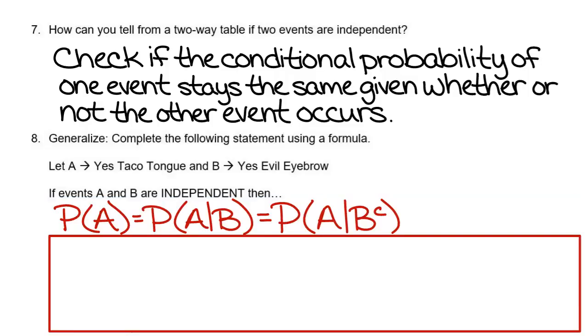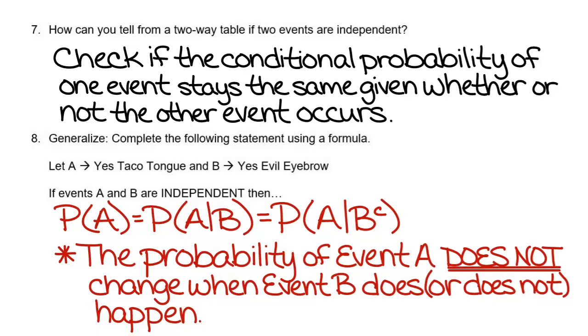And then down here for number 8, we wrote this down once already, but this is a really important rule. This is how we check for independence. The probability of event A is the same as the probability of A given that B is the same as A given that B complement. Then the events are independent, if the probability of event A does not change when event B does or does not happen.